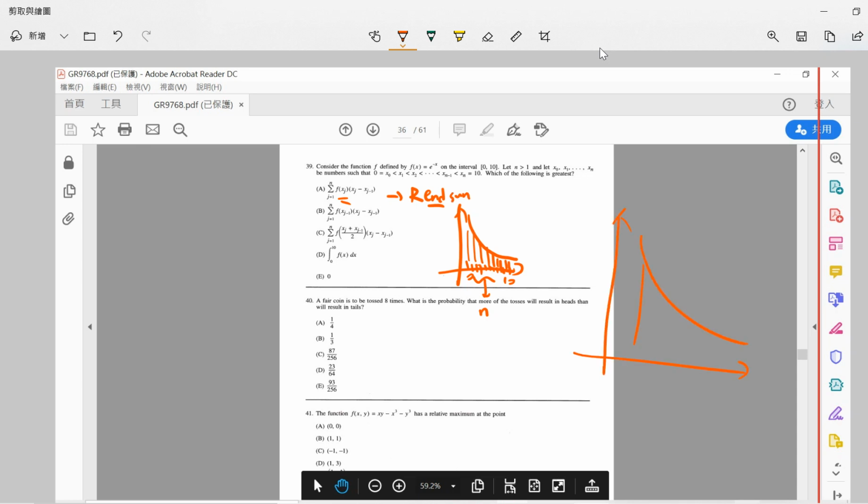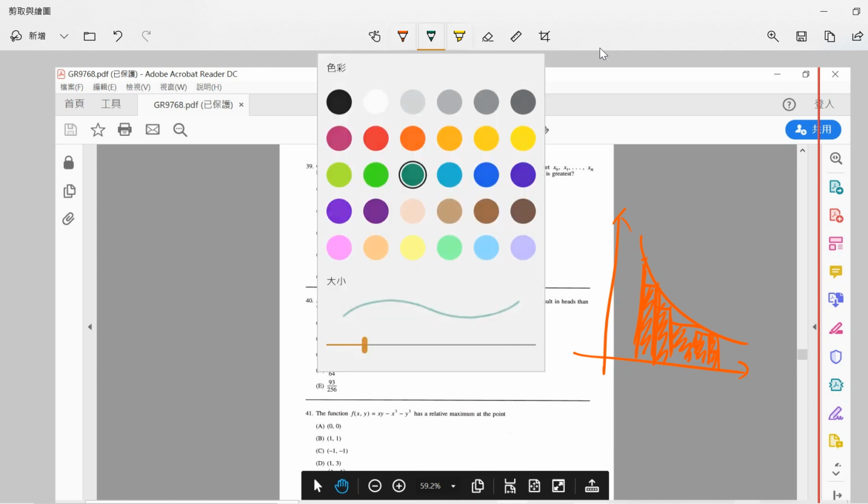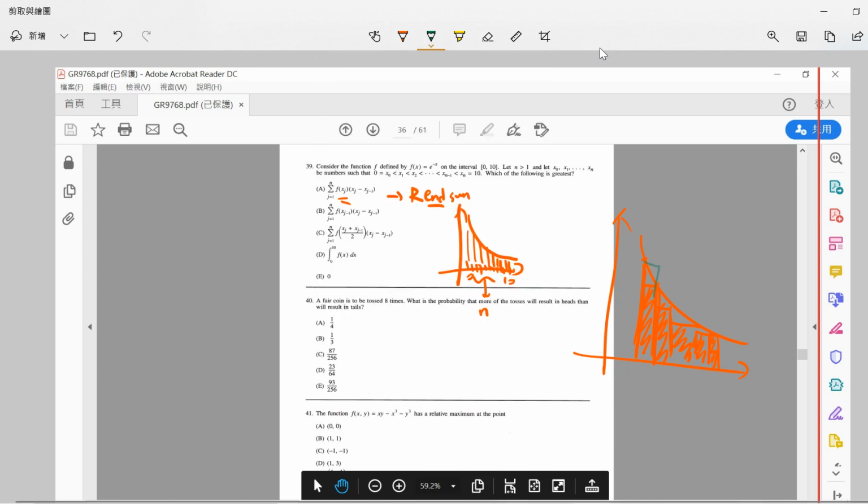Okay, so this is A, the right end sum. Okay, and B is the left hand sum, the left end. So this is B.